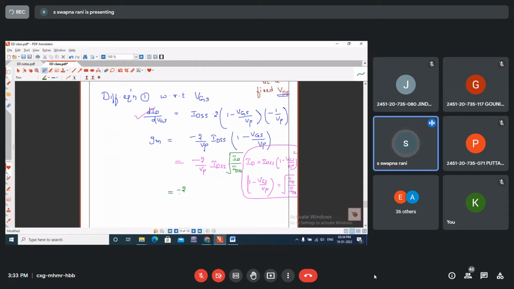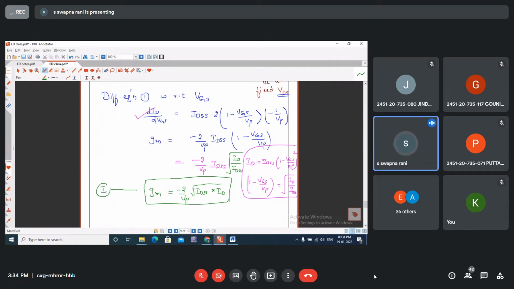So minus 2 by Vp. I can write this as root IDSS into root IDSS, so this under root IDSS will get cancelled. Therefore, I can write this as GM equal to minus 2 by Vp root over ID into IDSS. So this is one expression in terms of ID and IDSS.